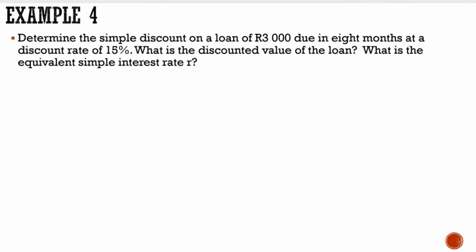The question here is saying, determine the simple discount. Here you are asked to calculate the big D. Calculate the simple discount on a loan of 3,000. Remember, we are working with a simple discount calculation. The discount is calculated on the future value. So this one is a future value, which is due in 8 months.